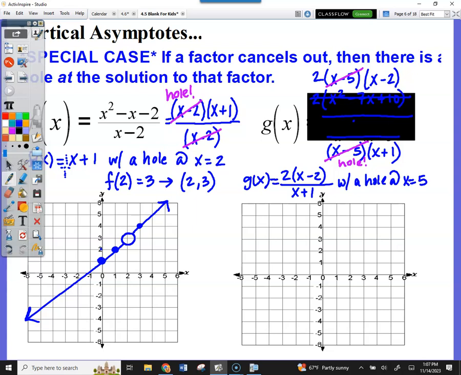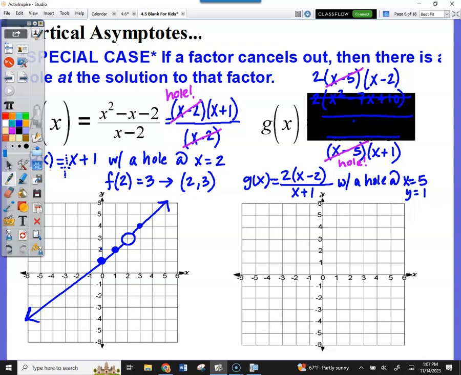So that may take either a little bit in your head or on the calculator. So 5 minus 2 is 3 times 2, 6. 6 on top. 5 plus 1 is 6. 6 divided by 6. So the hole is that x equals 5, y equals 1. So 5, 1.